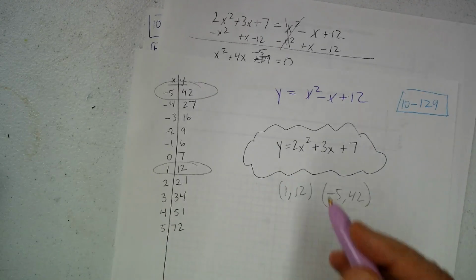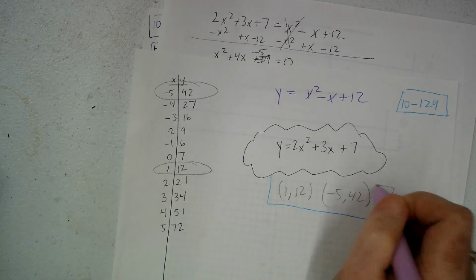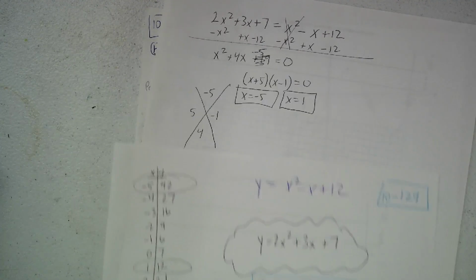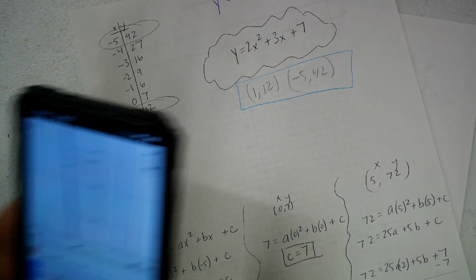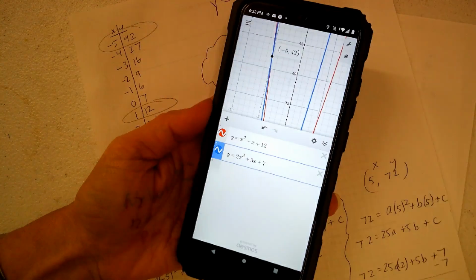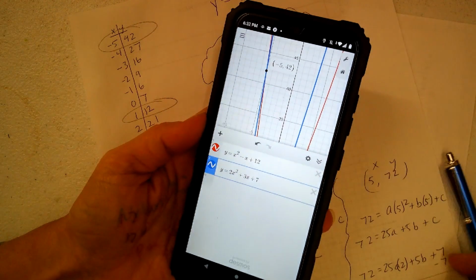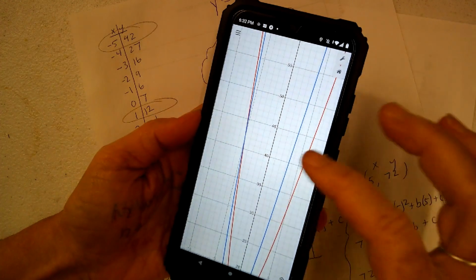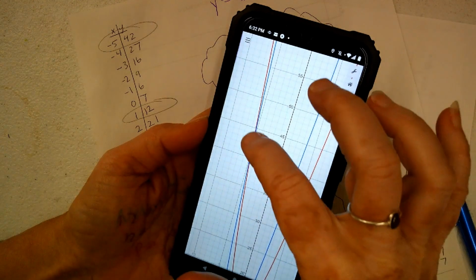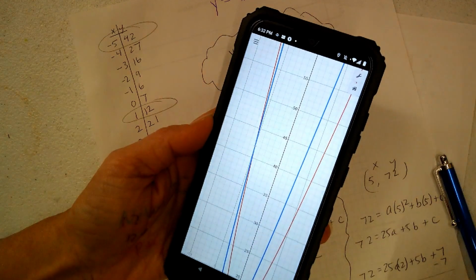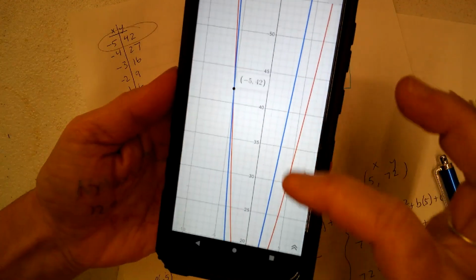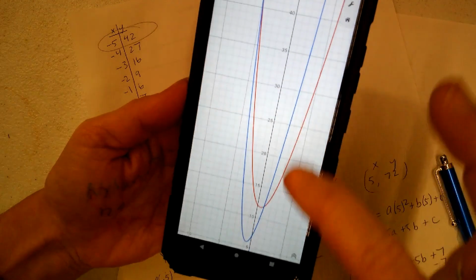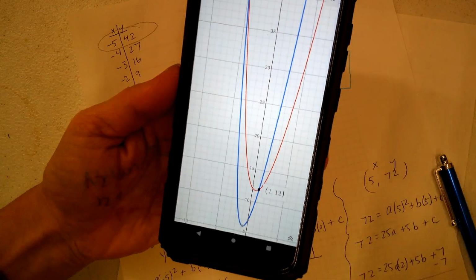This is actually the answer to the problem, by the way. But you can also graph it. I graphed the two parabolas. These are the two equations that I had, and I graphed them. And I just found out where they meet, like where they intersect. So negative 5, 42, and I can tell they're probably going to intersect down here. Here's another intersection, and that's 1, 12.